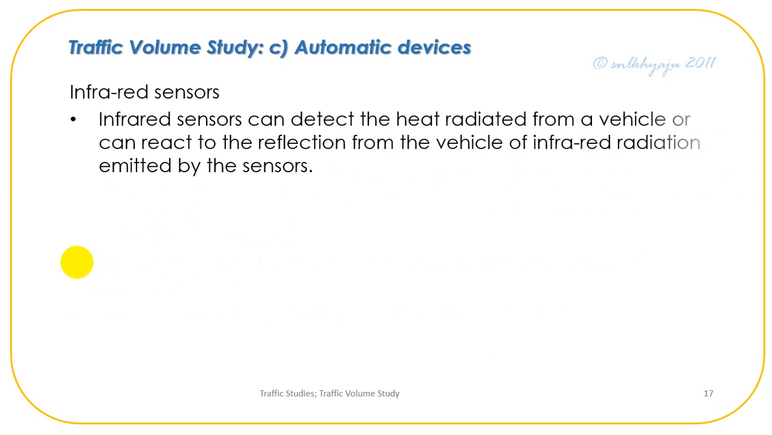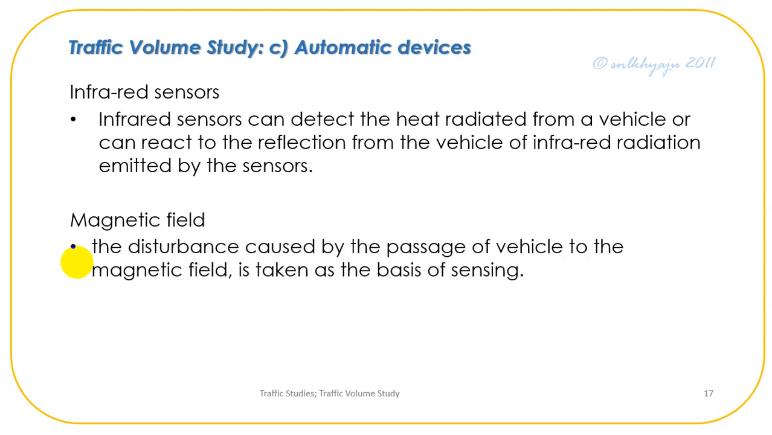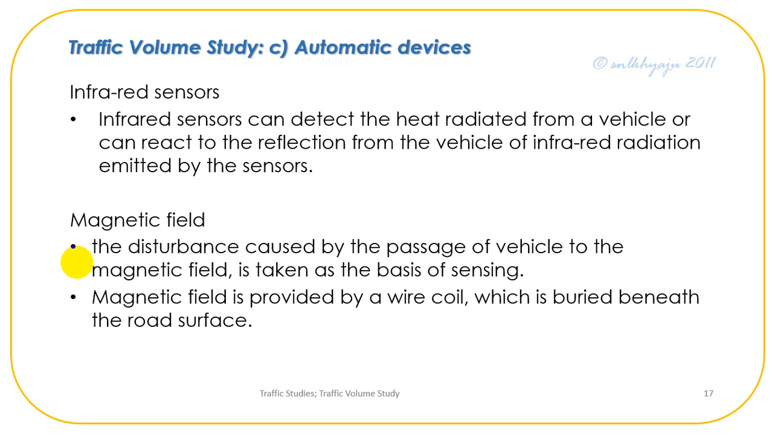Infrared sensors. Infrared sensors can detect the heat radiated from a vehicle or can react to the reflection from the vehicle of infrared radiation emitted by the sensors. Magnetic field. The disturbances caused by the passage of a vehicle to the magnetic field are taken as the basis of sensing. The magnetic field is provided by a wire coil which is buried beneath the road surface.